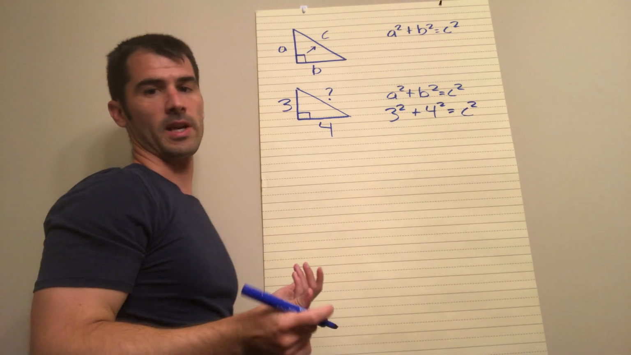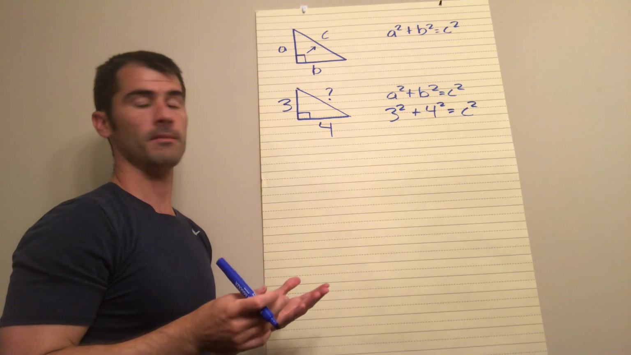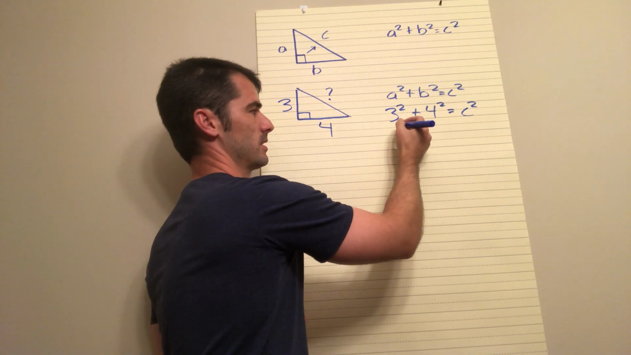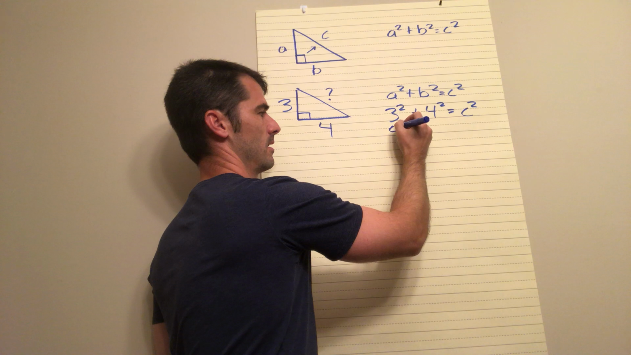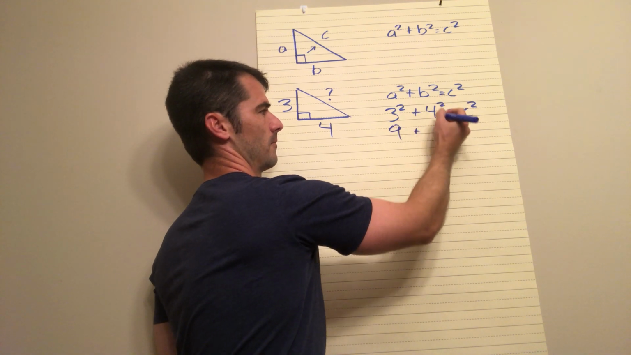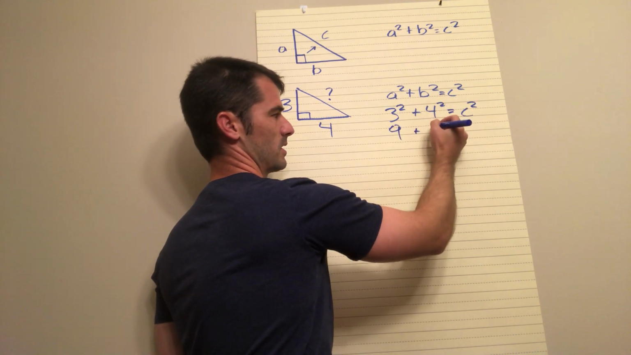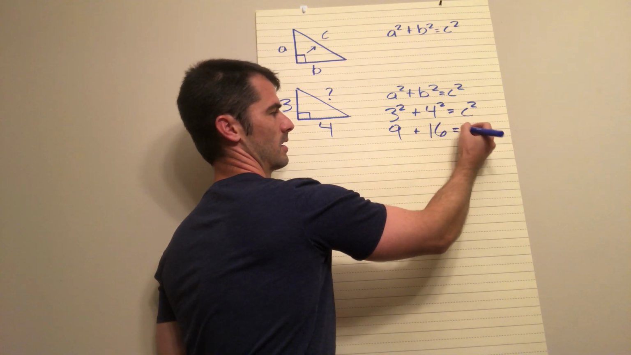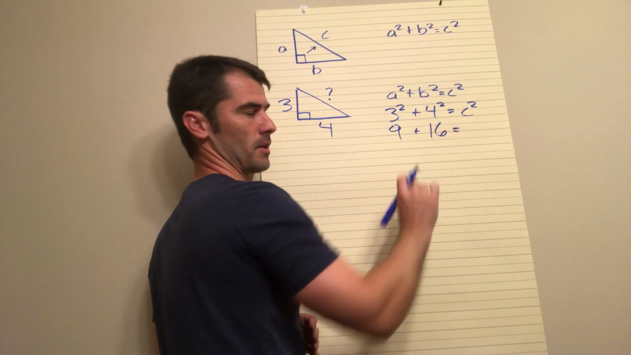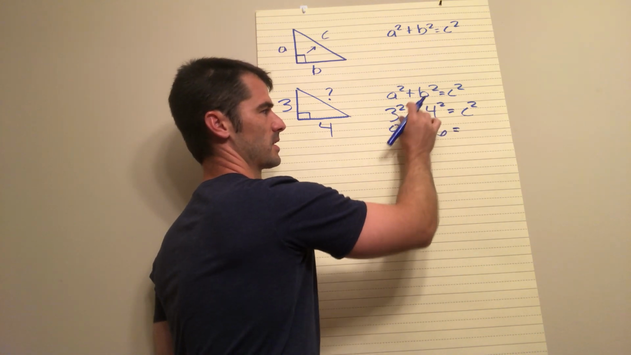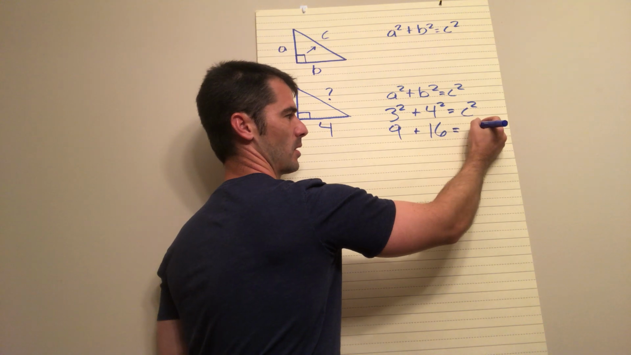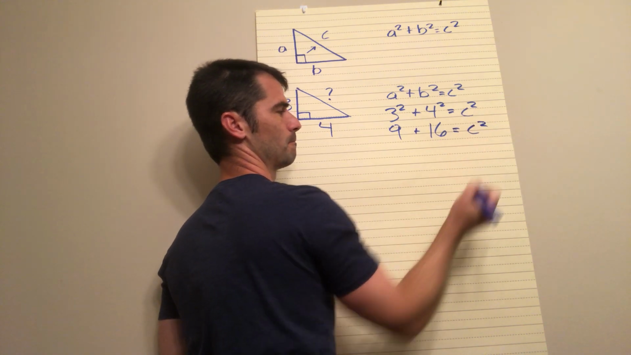And just like with any equation, you look at it and go, well, what other math can I do here? Most of you would look at this and go, well, I know what 3 squared is. That's 3 times 3, that's 9. Okay, then we got 4 squared, which is 4 times 4, 16. Now here's what a lot of people want to do: write 25 over here. Don't do that. We're just solving this equation. Our equation said C squared. We don't know what that is, so I'm going to write C squared.